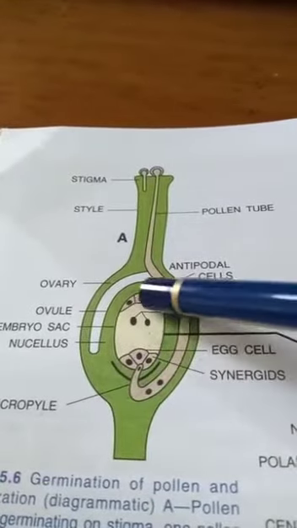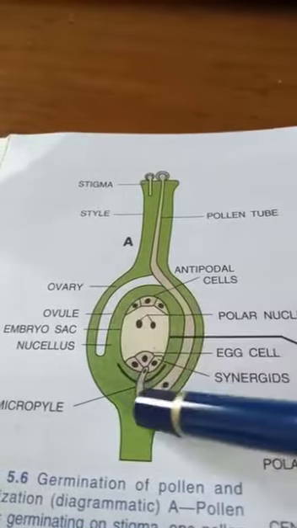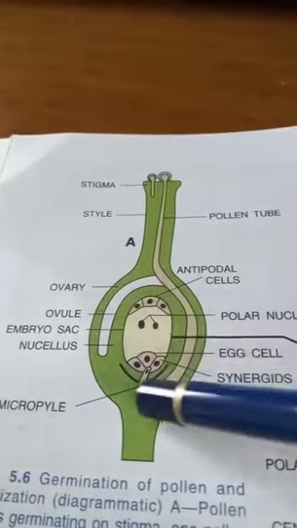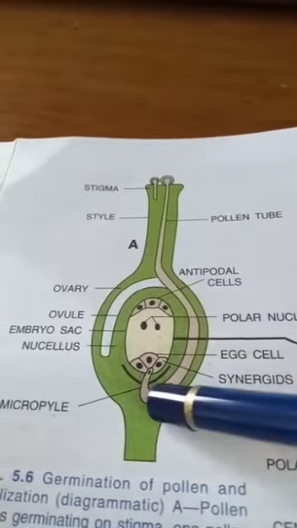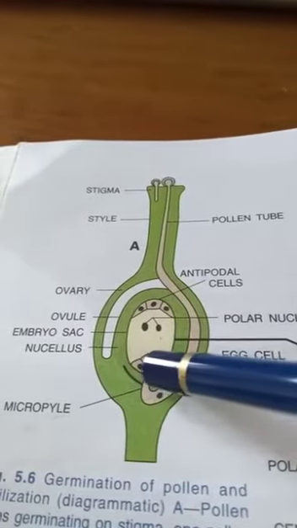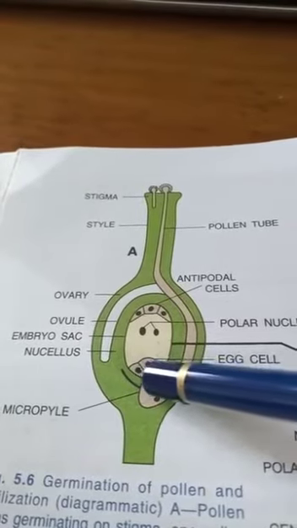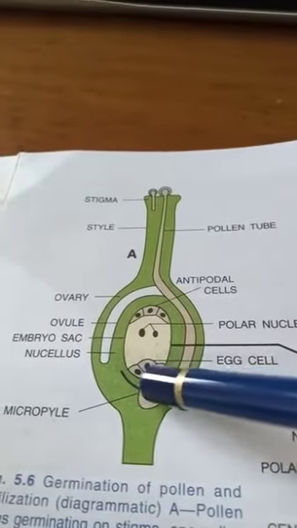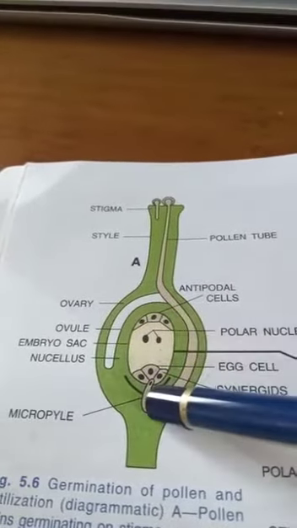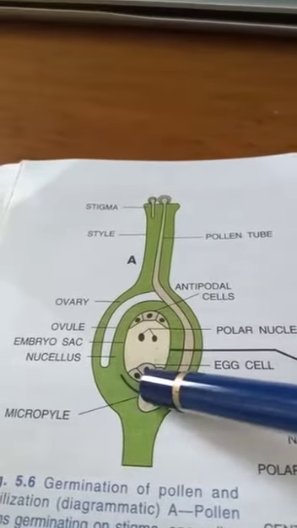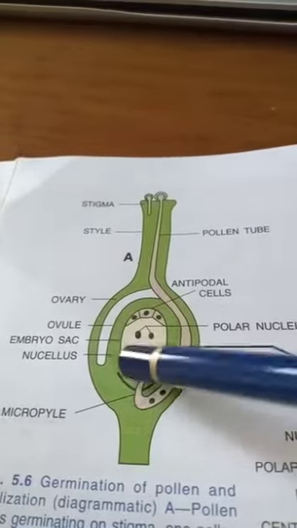Ovule is generally surrounded by two integuments. Integuments means coverings. So two integuments are present here which cover this entire ovule. Only there is one place here that is called micropyle. At this place the integuments are not present. Rest whole is covered by integument. Only at this portion, that is called micropyle, integument is not present.